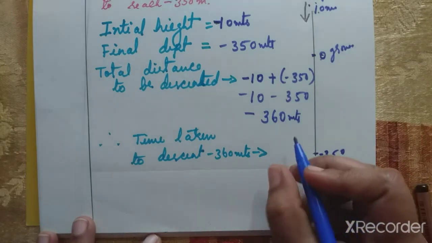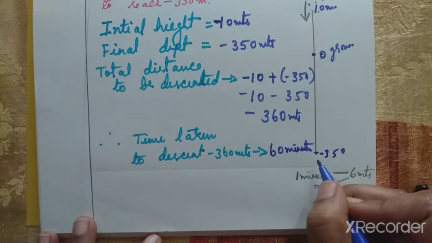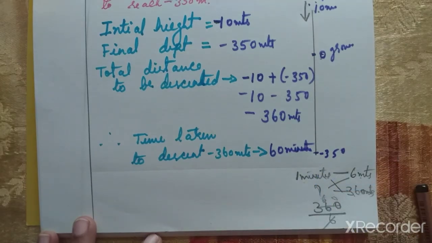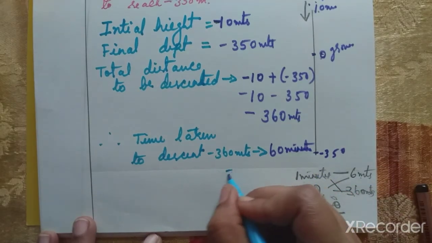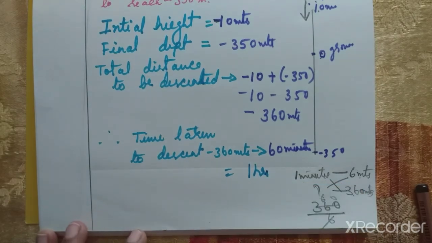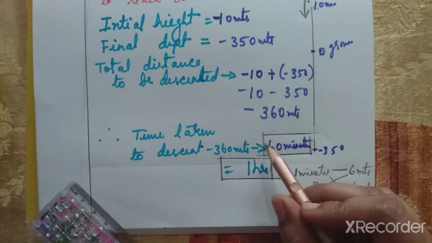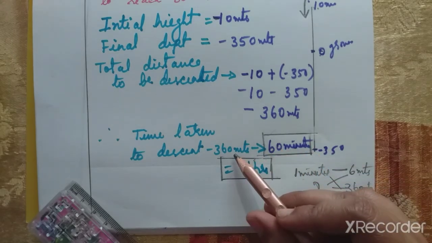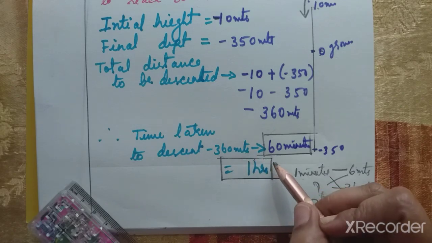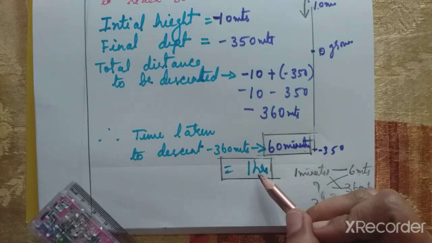60 minutes converted into hours means the answer is 1 hour. So the answer is 60 minutes. The time taken to descend 360 meters is 60 minutes, which means 1 hour.